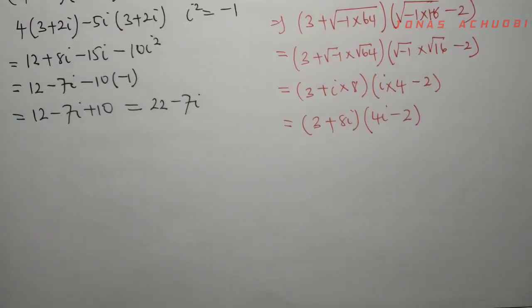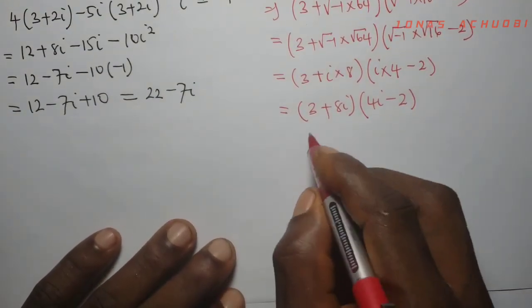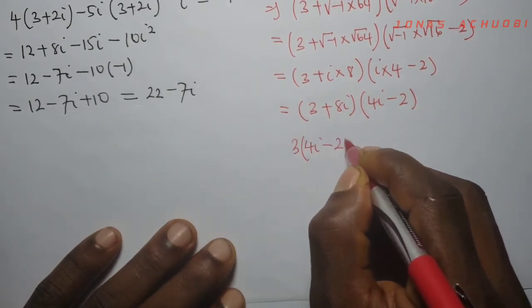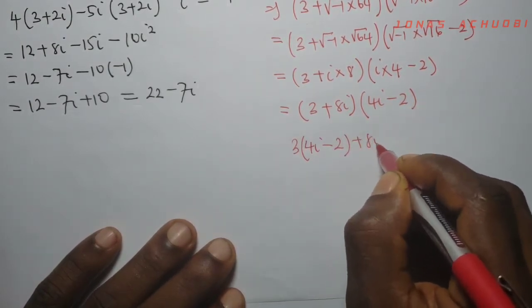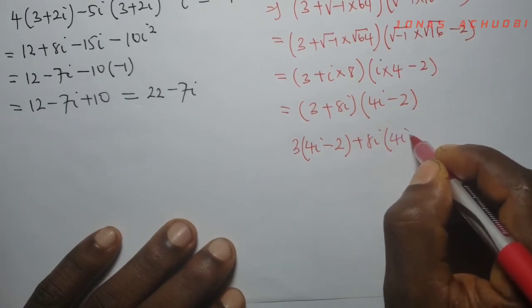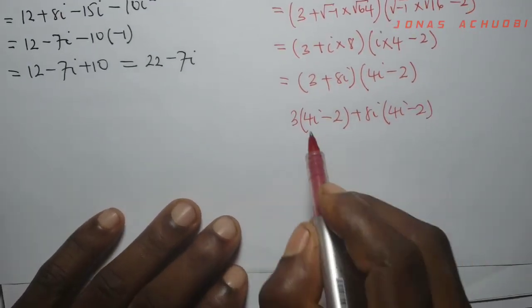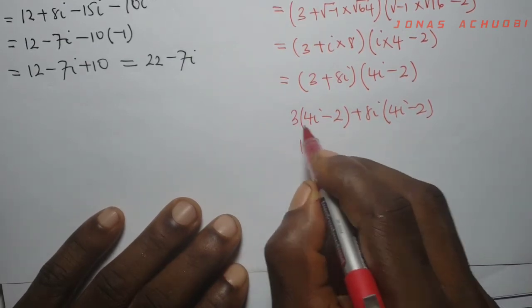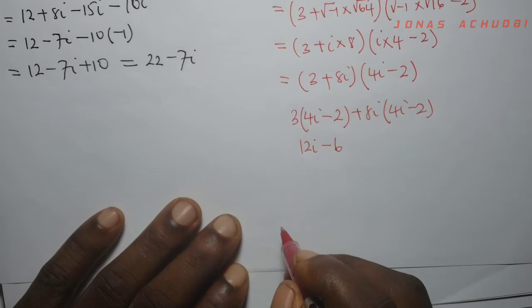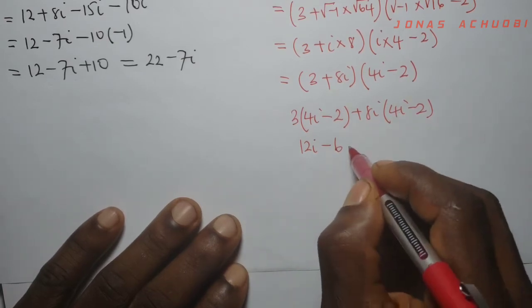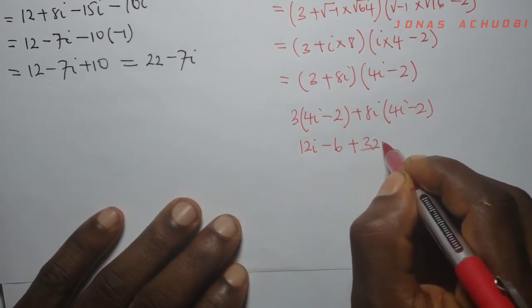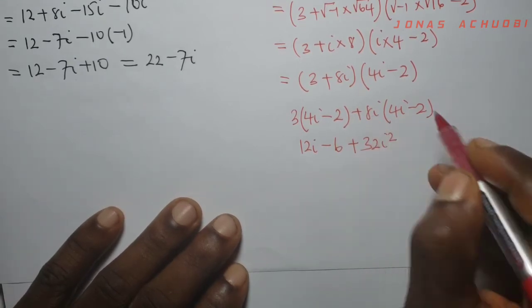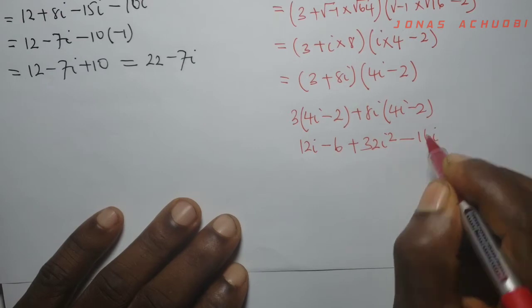It's now time to expand. So like we did before, we have 3 multiply everything here, 4i minus 2, then plus 8i multiply 4i minus 2. So 3 times 4i is 12i. Then 3 times minus 2 is minus 6. 8i times 4i is plus 32i squared. And finally, 8i times minus 2 is minus 16i.